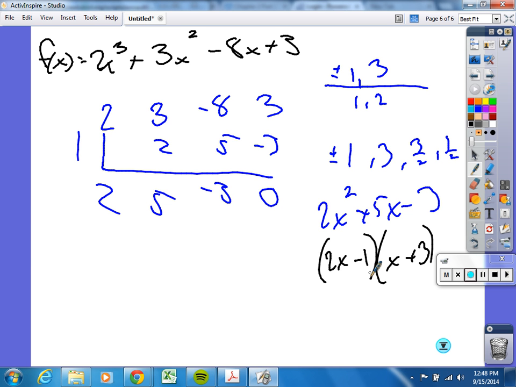Now, we should all be able to get there. If I asked you to write it in factored form, what would I have? Is this in factored form? No. Because I'm missing my other zero, which would be x minus 1. That would be factored form. Anybody have a question where I'm at there?